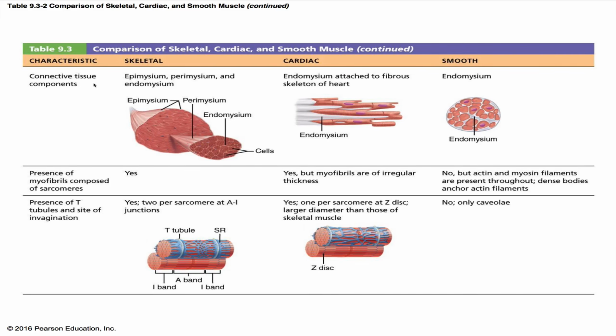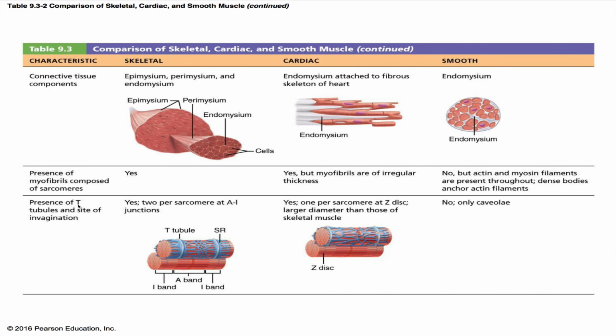So this chart over here is a comparison of your skeletal, cardiac, and smooth muscle. The first area we're going to be discussing is connective tissue components among the three. In skeletal muscle, epimysium, perimysium, and endomysium are present. In cardiac muscle, the endomysium is attached to the fibrous skeleton of the heart. And in smooth muscle, we only see an endomysium.